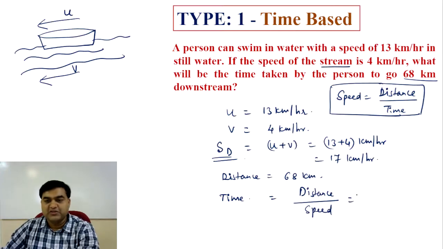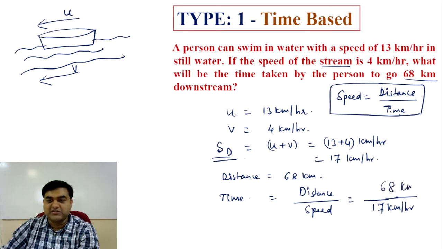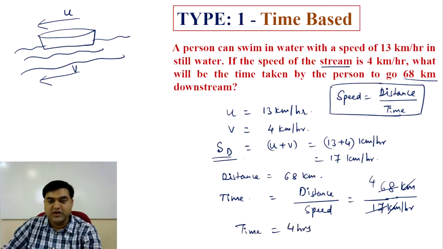So what is the speed here? Speed is 17 kilometer per hour. And what is the distance? Distance is 68 kilometers. So how much time is it going to be? 68 divided by 17 is 4, kilometers get cancelled, hour will remain. So time taken will be 4 hours.